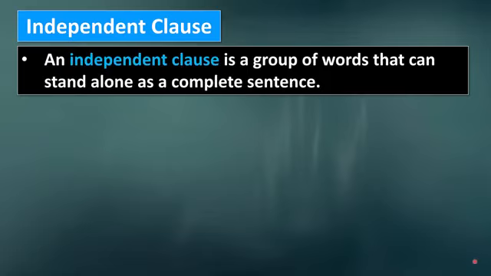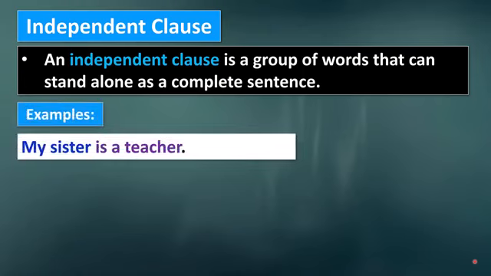An independent clause is a group of words that can stand alone as a complete sentence. This is why it's called an independent clause. For example, my sister is a teacher. This sentence leaves us with no extra questions. If someone says that to you, it makes complete sense as it is. And remember that all clauses have a subject and a verb component or a predicate. So my sister is the subject and the predicate is a teacher.